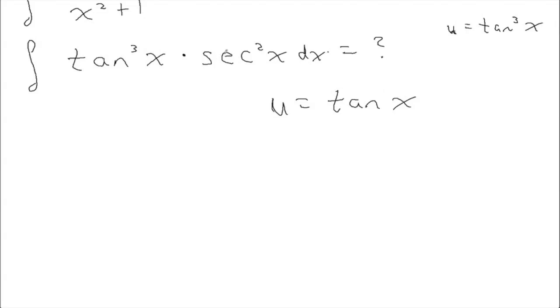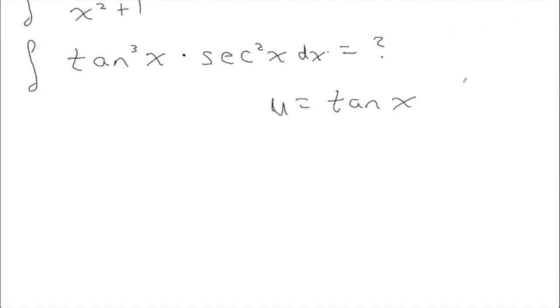So notice you're not trying to substitute necessarily for a huge chunk. You don't have to substitute for tangent cubed or for secant squared. You want to substitute for anything in the integral whose derivative is also in the integral. You don't necessarily have to substitute for the biggest possible chunks of the integral. That's tricky. It takes trial and error. All right, so now what?